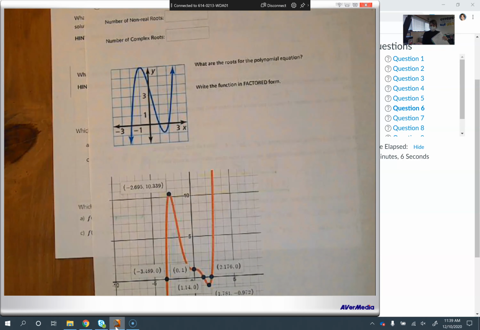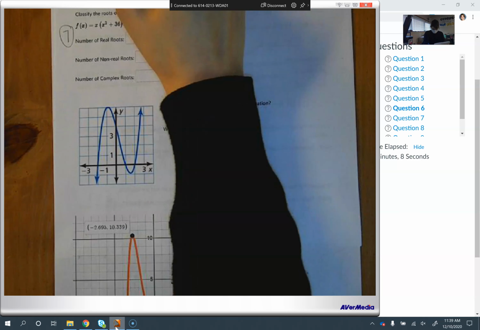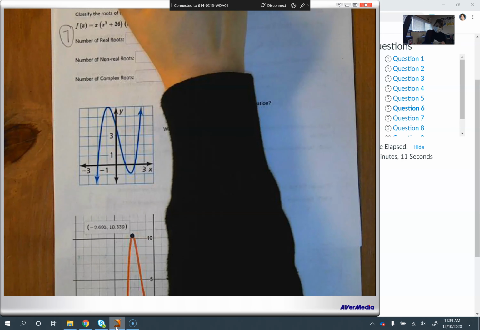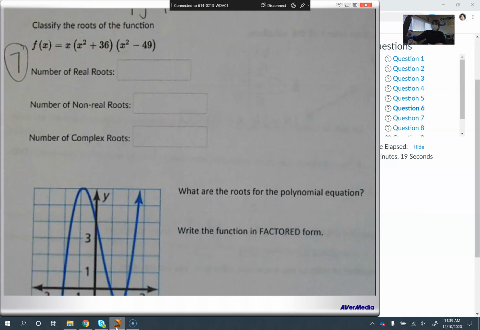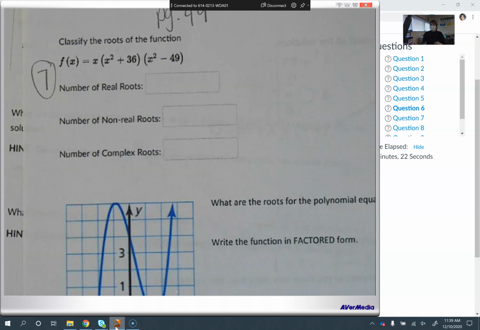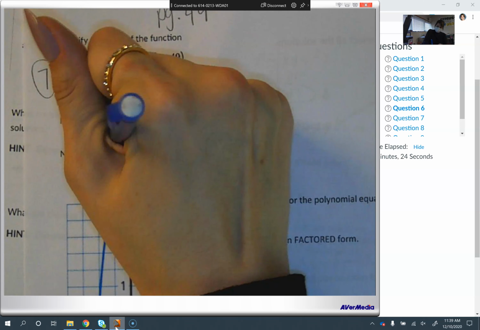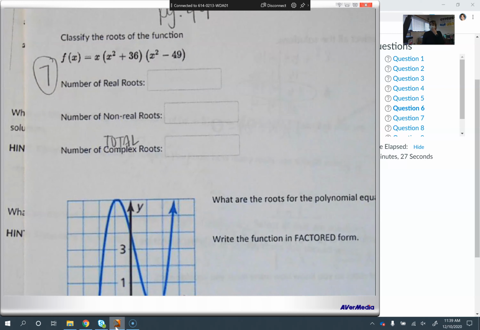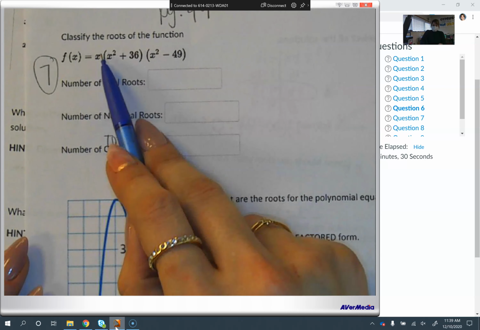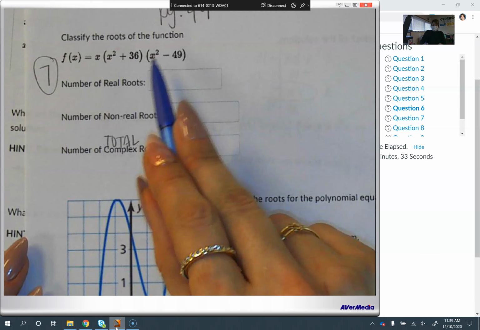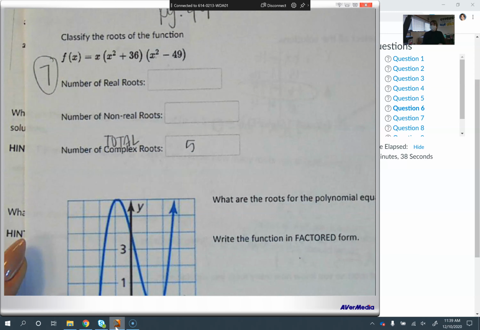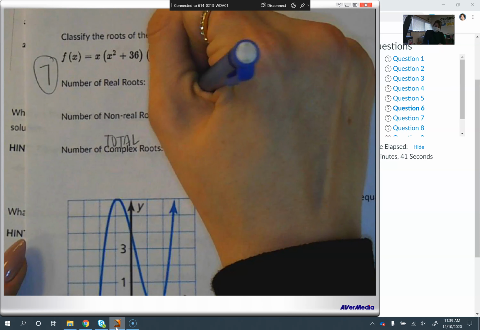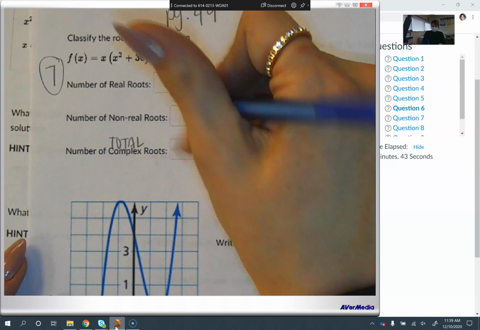Okay, number 7, first one on the back page, is from page 49 in your notebooks. It wants us to identify the number of real, imaginary, and complex roots. So remember, complex just means the total number of roots. So when I'm done, I should have 1, 2, 3, 4, 5 total roots. That's your very last box. And whatever you put in these top two needs to add to this bottom one.